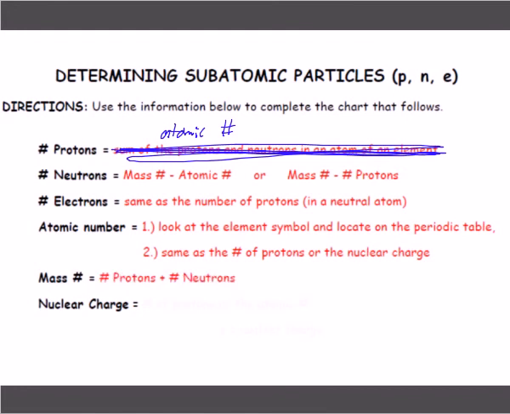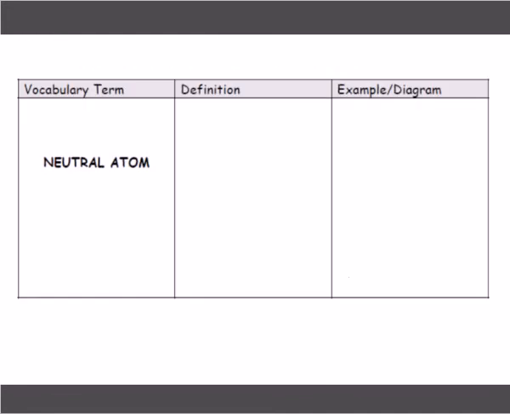Mass number, number of protons plus the number of neutrons, and then the nuclear charge is just the number of protons. Because again, in the nucleus, protons and neutrons are in there. Neutrons have no charge. Therefore, the charge in the nucleus is just the number of protons. What I mean by neutral atom, you guys probably know it by now. It's an atom that has the same number of protons and electrons. So when we talk about neutral, we talk about a charge, we're looking at protons and electrons exclusively.